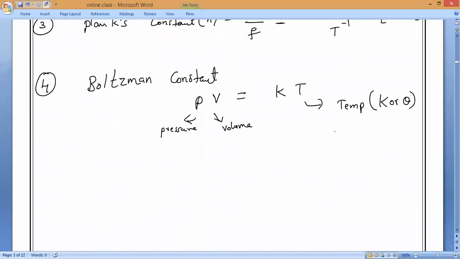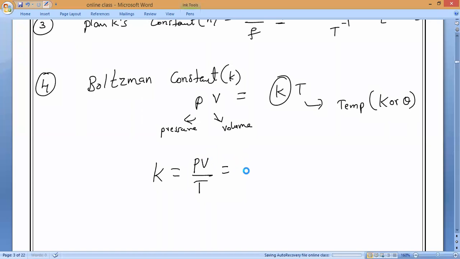And this k is what? It is the Boltzmann constant. So Rudreswar, what is the formula? k is equal to PV by T. That's all.